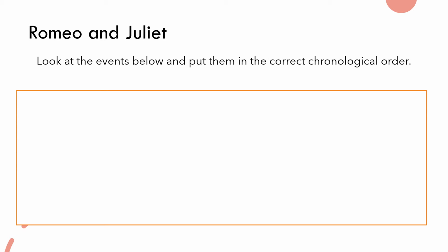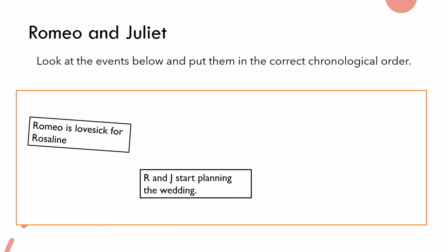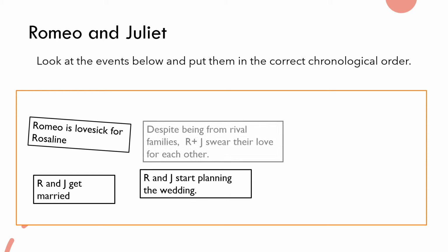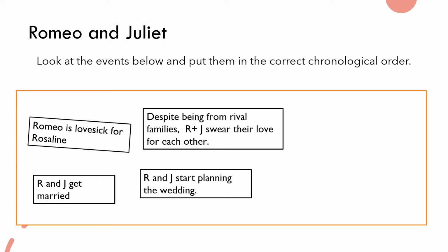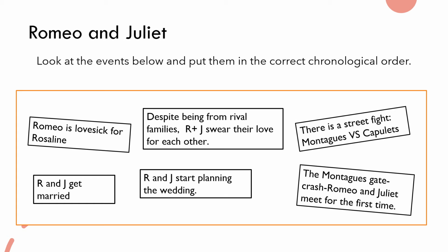So the first event that we're going to focus on is this. Romeo is lovesick for Rosalind. Romeo and Juliet start planning the wedding. Romeo and Juliet get married. Despite being from rival families, Romeo and Juliet swear their love for each other. The Montagues gate crash. Romeo and Juliet meet for the first time. And the final one, there is a street fight. The Montagues versus the Capulets.